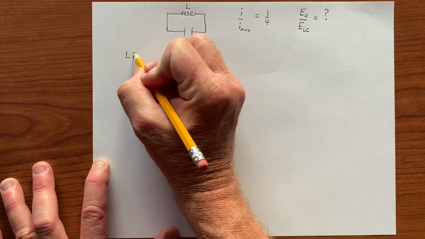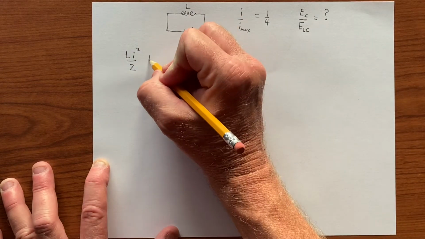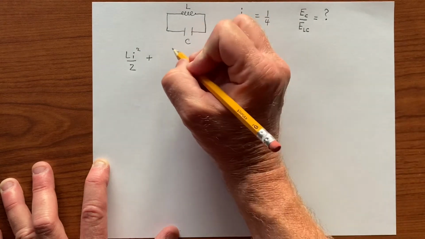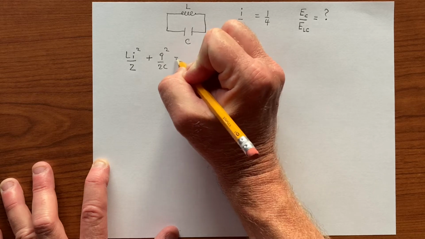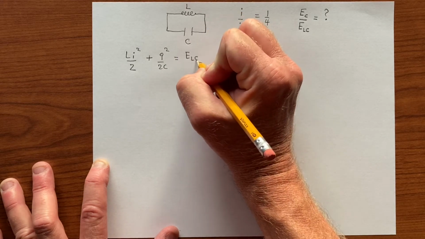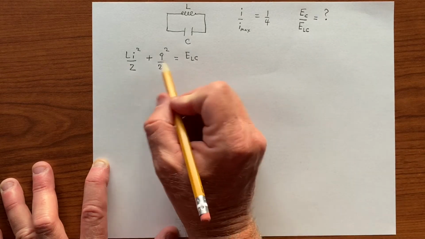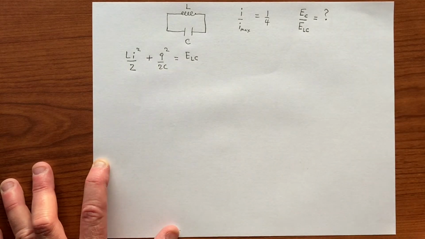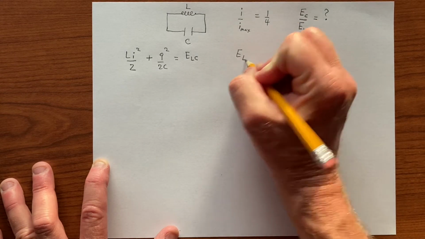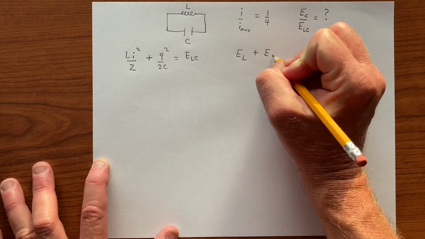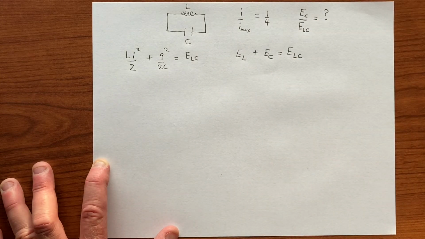So the total energy in the LC circuit is the energy in the inductor, which is L times I squared over 2, plus Q squared over 2C for the capacitor. That's equal to the total energy in the LC circuit. So the total is constant, but the energy is shared, or sort of oscillates between the inductor and the capacitor. We could rewrite this as the energy in the inductor, EL, plus the energy in the capacitor, EC, is equal to the total energy in the circuit, ELC.